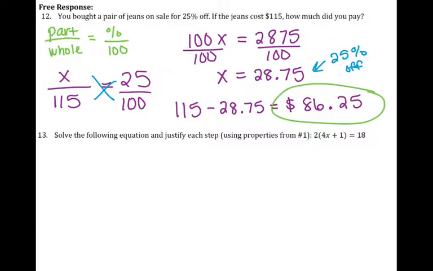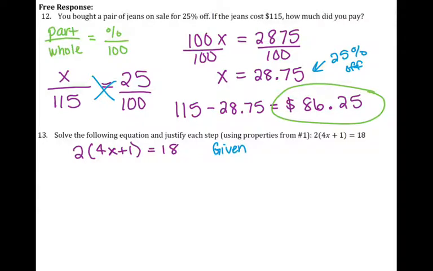Okay, number 13. Solve the following equation and justify each step using properties from number 1. So I have 2 times 4x plus 1 equals 18. Okay, so I'm going to start by rewriting my equation. So I have 2 times 4x plus 1 equals 18. That right there is given to me.